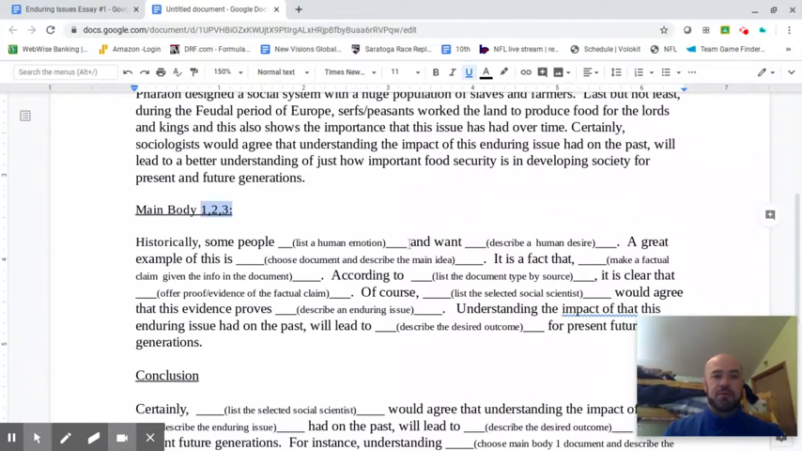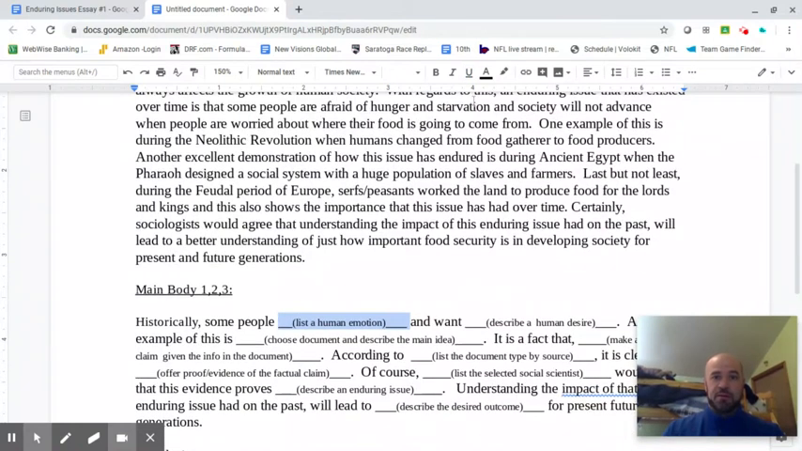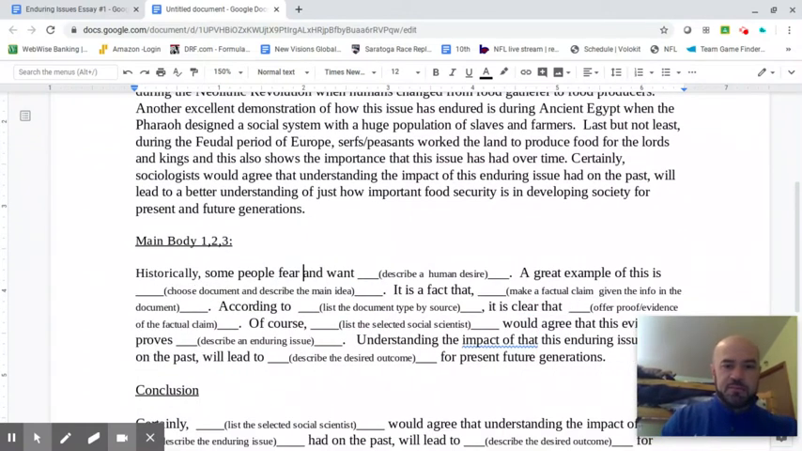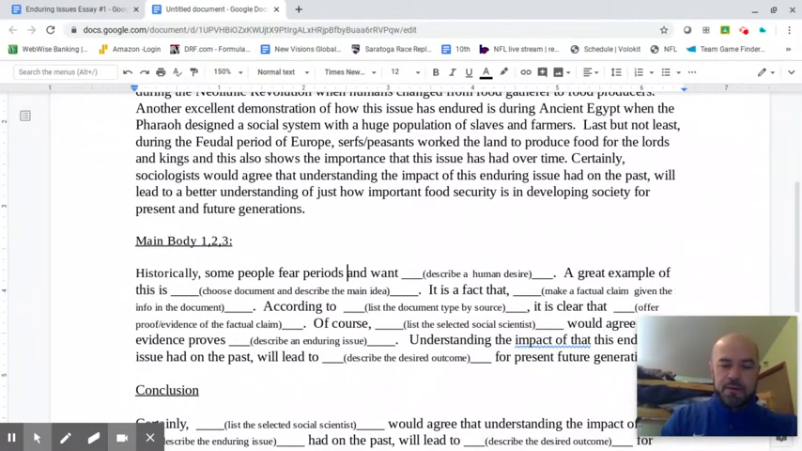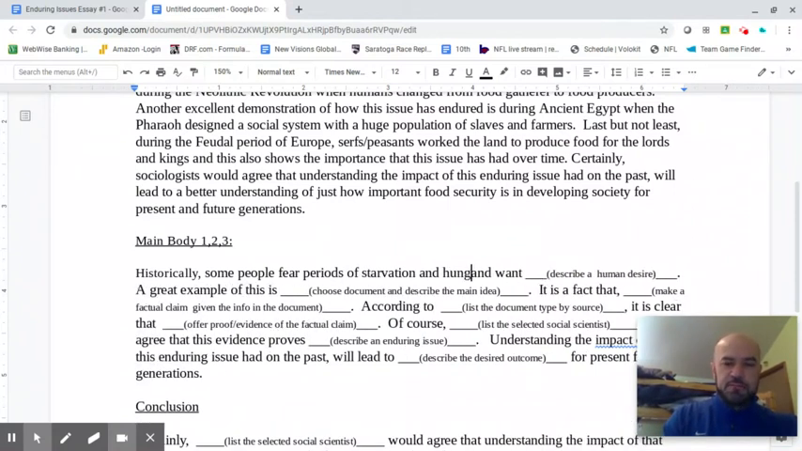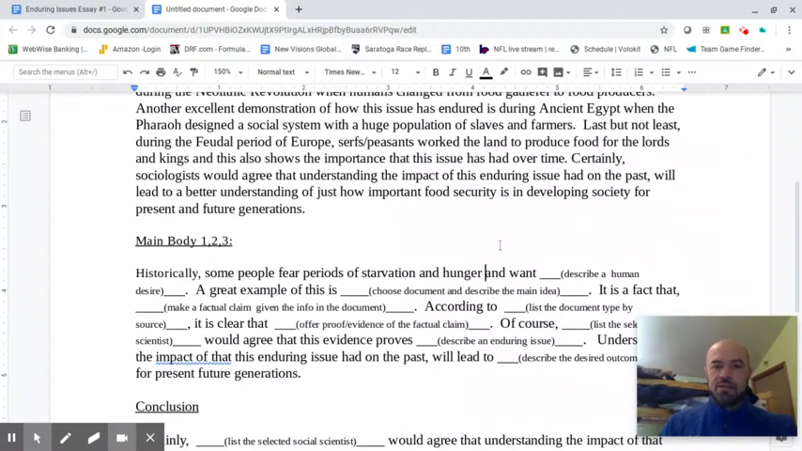Historically, some people, and then we list in a human emotion, it's the same one from up here, right? So historically, some people fear periods of starvation and hunger, and what do they want? They want food security that will help settle them and put their mind at ease and allow society to grow.